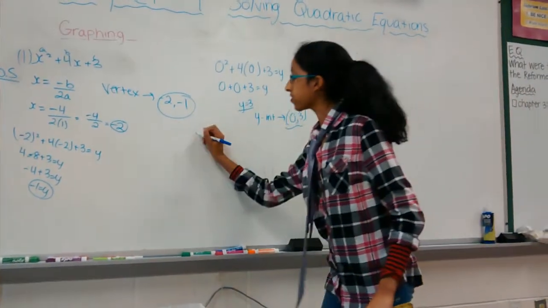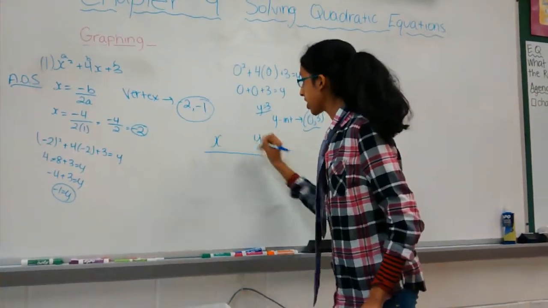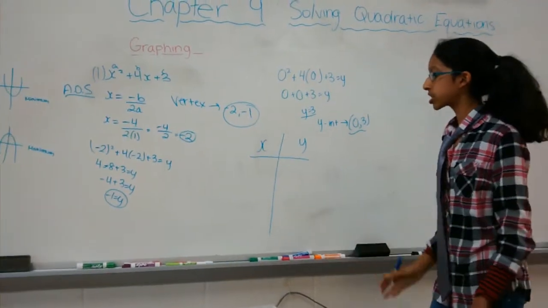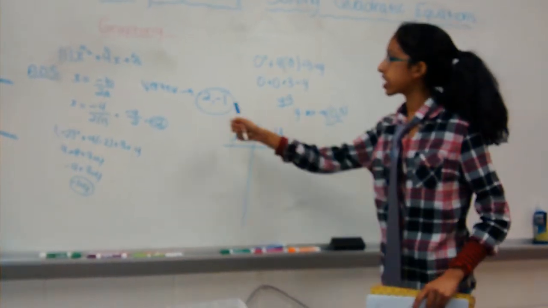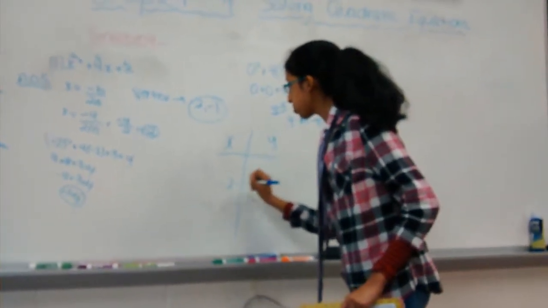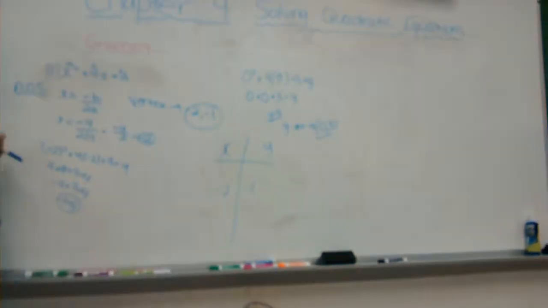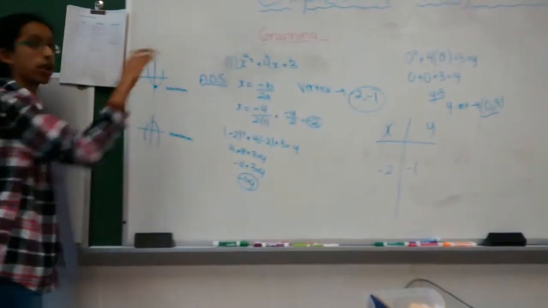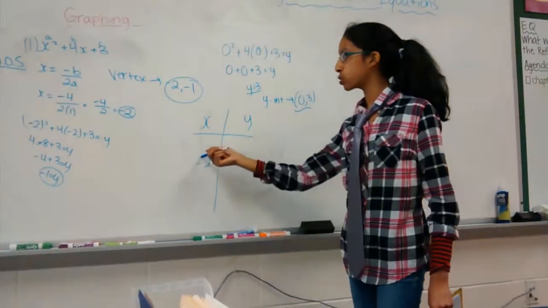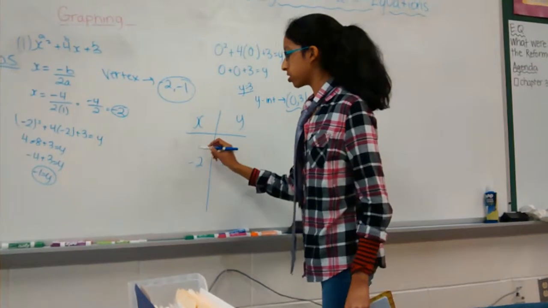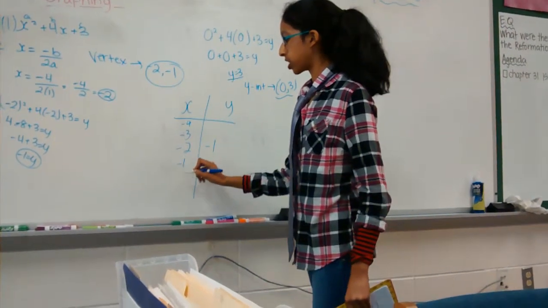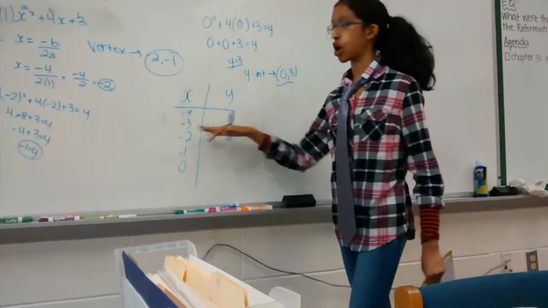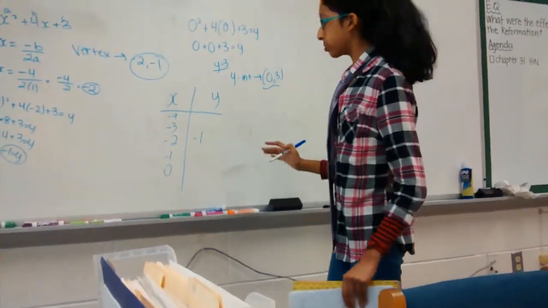You have an x and a y. Before you start, you want to plug in the middle point, which is going to be the vertex. This is our vertex, negative 2, negative 1. The vertex is this point right here that the whole parabola sits on, and that's our basis for our table, because then you're going to find 2 points above and 2 points below. So you can choose negative 3, negative 4, and negative 1 and 0. The vertex is always going to be in the middle of your table.